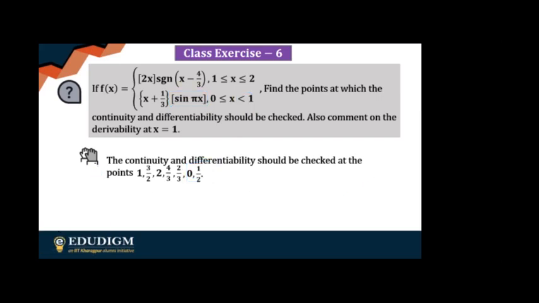So I hope up to this point it's okay. And we have to comment on the derivability at x equals to 1. So what I'm going to do is look at this one. If I just see, this 2 by 3 is actually corresponding to this particular part. What is this? This is a fractional part. What is the fractional part? Fractional part of x is actually x minus box x. All right. So where does it cause trouble?